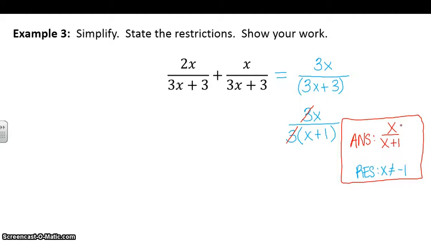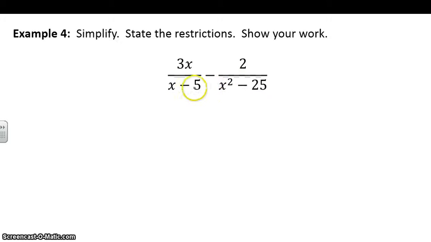Okay, so that's what you do if they're like denominators. So that's super easy. Like denominators, we like those. Now our last problem is going to be reminding you how to do this with unlike denominators.